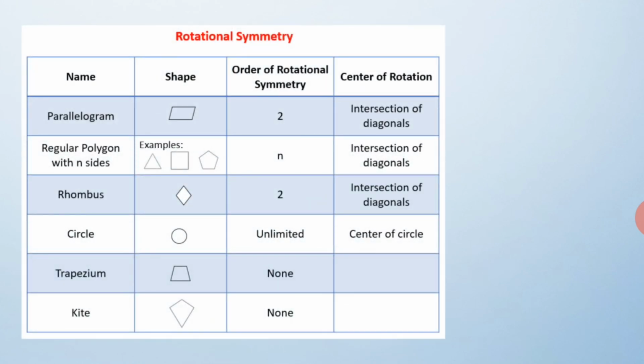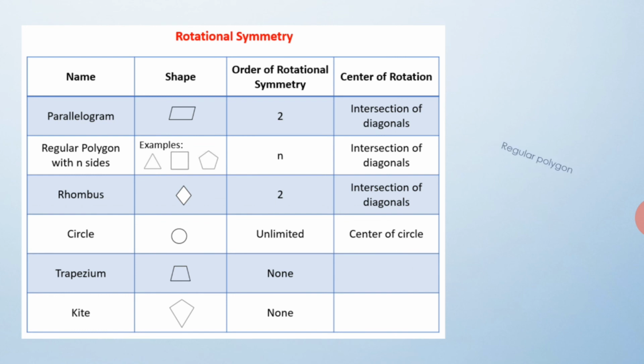Now, we will see the rotational symmetry of a few plane figures. Look at this parallelogram. This parallelogram has order of rotational symmetry 2, so it rotates twice to coincide with its original image within 360 degrees. So, what is the center of rotation? It will be the intersection of the diagonals of the parallelogram.